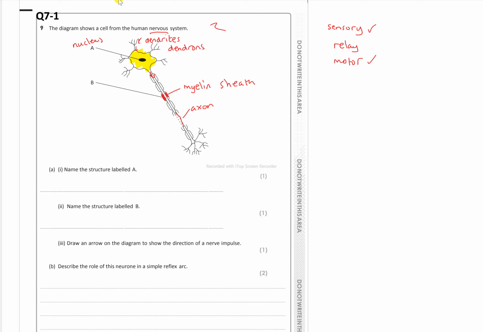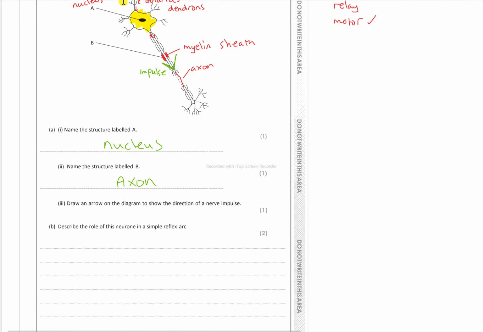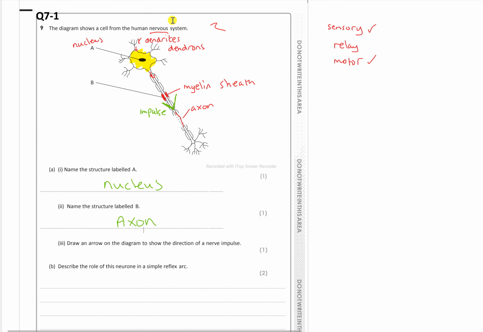They're to stop the impulses, or the nerves, from short circuiting. So the impulse is traveling in this direction. The impulse is the electrical signal. Right, name the structure A. We said it's a nucleus. Structure B is the axon. Draw an arrow on the diagram to show the direction of the impulse. So remember, this is a motor neuron.